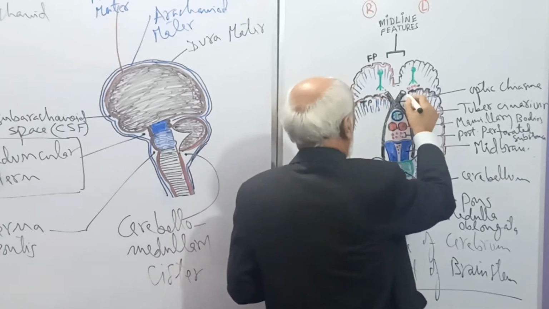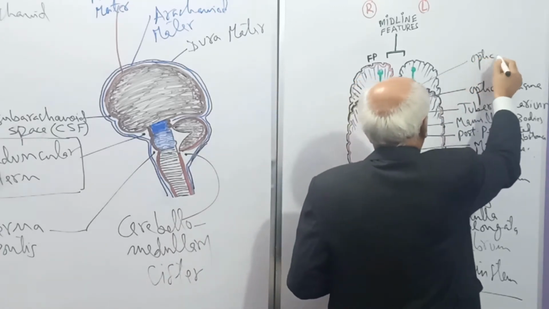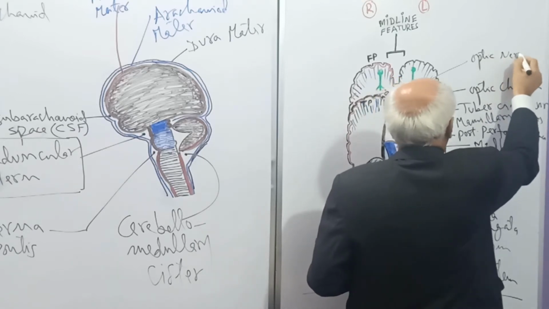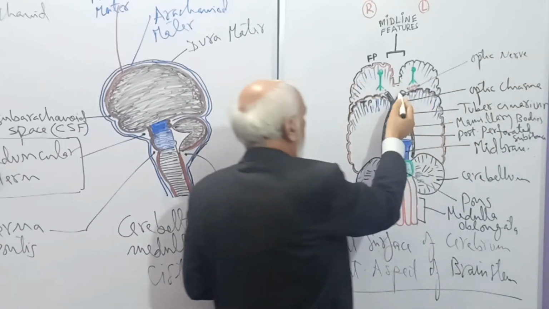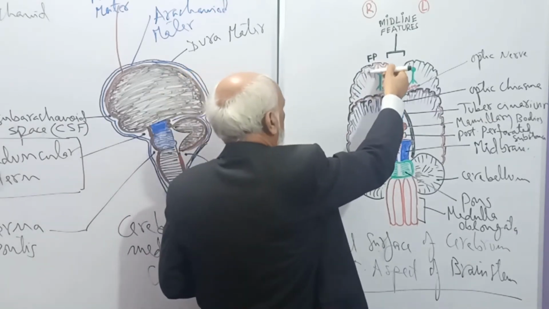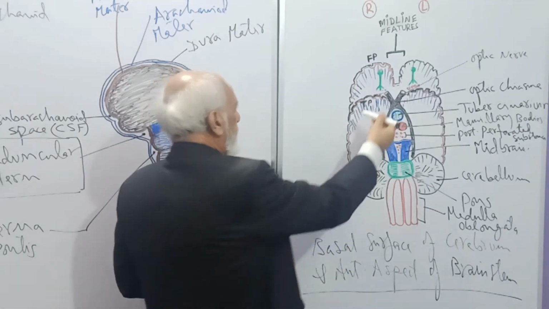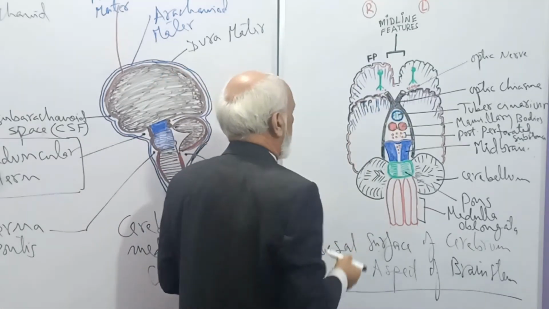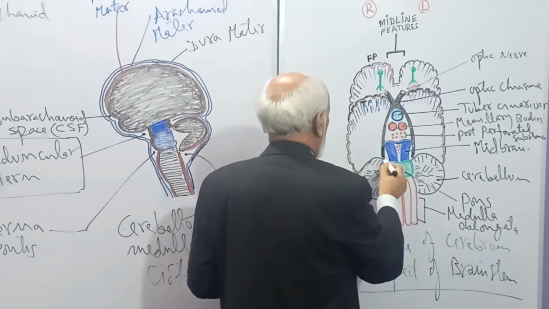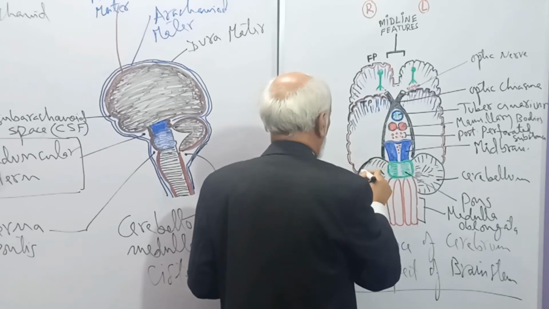This is right and left optic nerves. Remnant of the right and left optic nerve. This is the orbital part of the inferior surface of cerebral hemisphere. This is tentorial part of the basal surface or inferior surface of the cerebral hemisphere.